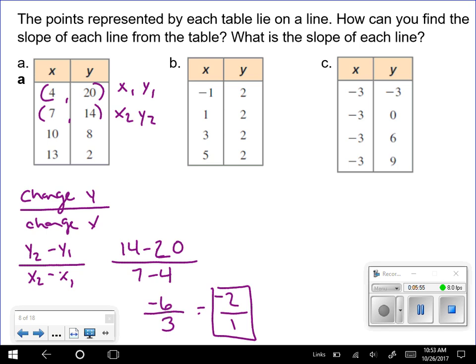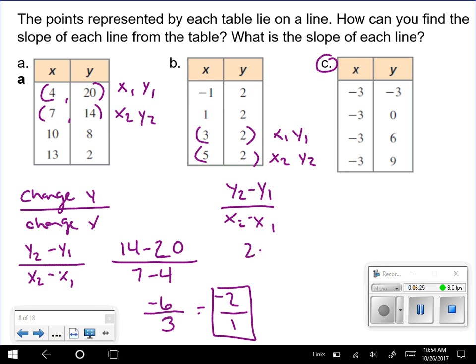So you could pick any of these 2 points in your chart. I'm going to do one more. You're going to try C on your own. If I pick these bottom 2, this is my x1 and y1, this is my x2 and y2. Sometimes it's good to write that out. So I have y2 minus y1 over x2 minus x1. Okay, so plug in what you know. We got 2 minus 2 over 5 minus 3. That's going to give us 0 over 2. So our slope is actually 0 in this case.